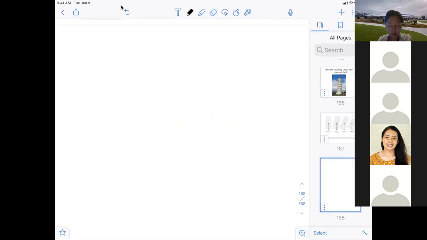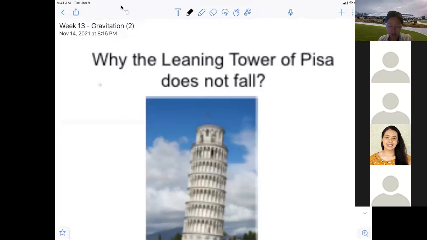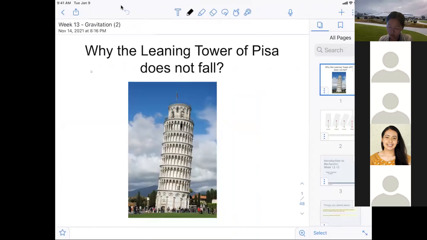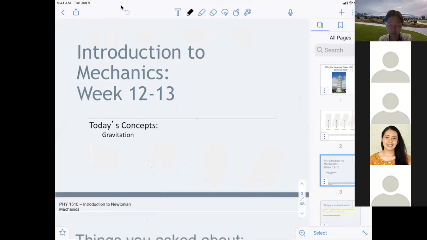Our next topic is universal gravitation. Sorry, I have these two extra slides here. It is universal gravitation.